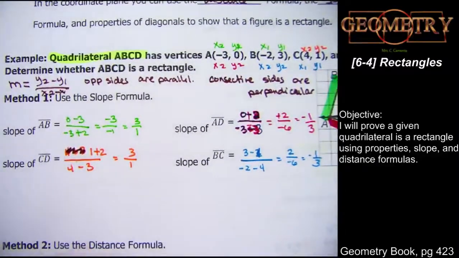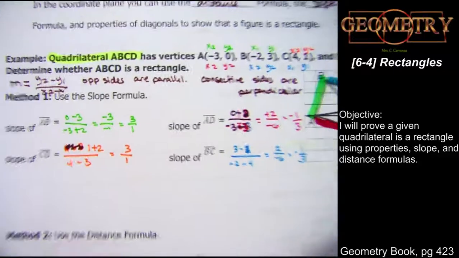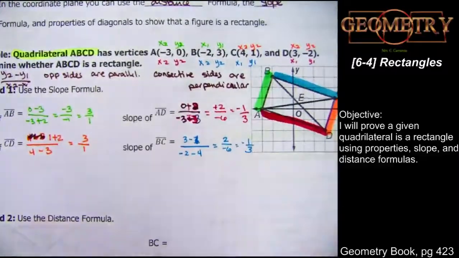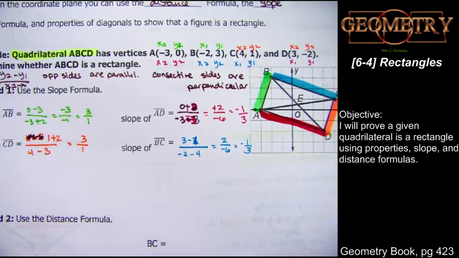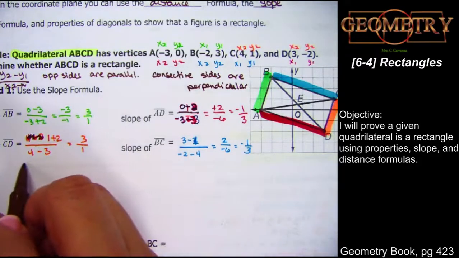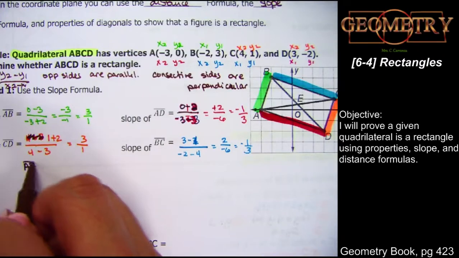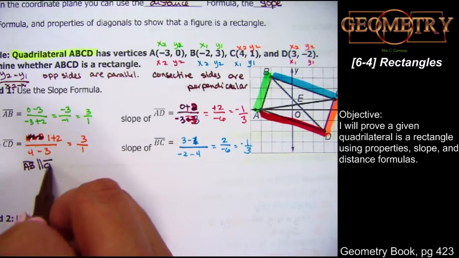Now, we need to show first that opposite sides are parallel. So I'm going to zoom out a little bit so we can see my color coding. The opposite sides are the green and the orange and the blue and the red. So green and orange, do they have the same slope? Yes, which means that line segment AB is parallel to line segment CD.